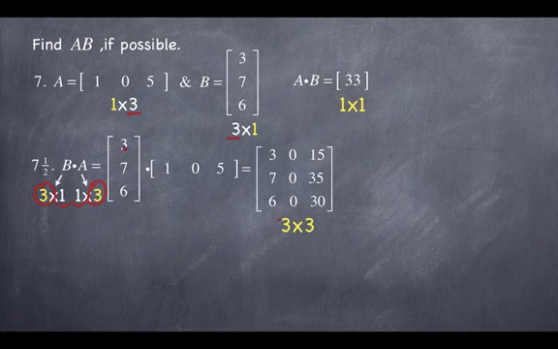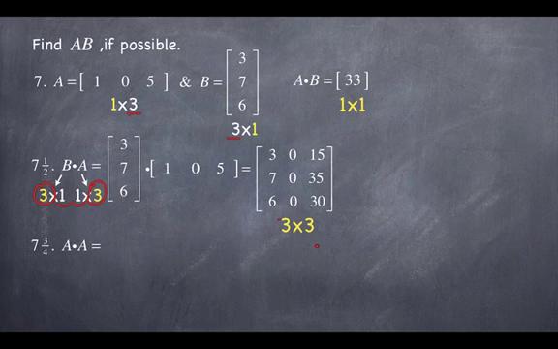Again, I take this row, which is just 3, times this column, which is just 1. And then, so I get 3, 3 times 0, I get 0, 3 times 5, I get 15. And then I repeat the process. 7 times 1 is 7, 7 times 0 is 0, 7 times 5 is 35. And you should be able to see how I get the last row.